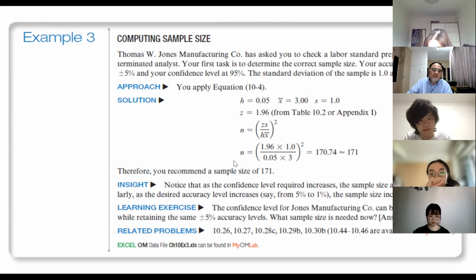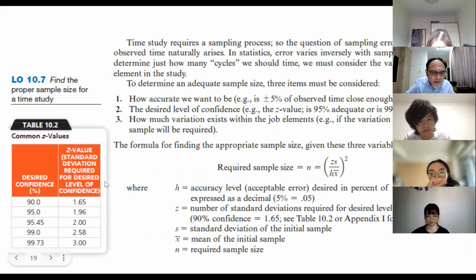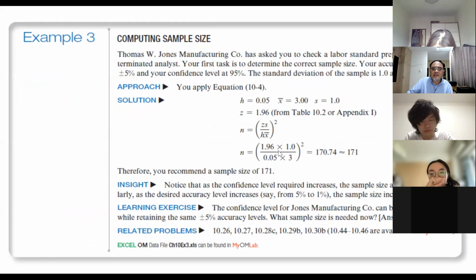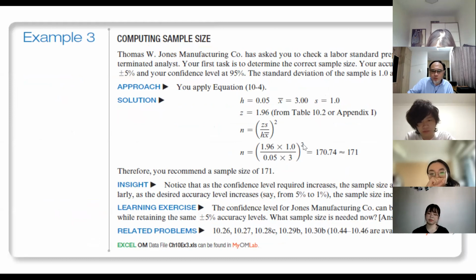You talk about 95% confidence. Looking at this table, this is the common z value. 95% will give you a z value of 1.96. Z is the number of standard deviations required based on your confidence interval. So it's 1.96 times 1 divided by 0.05 times 3, squared. So you need 171 samples.